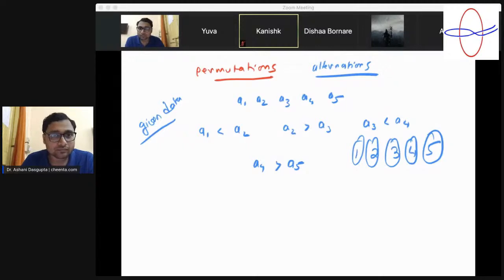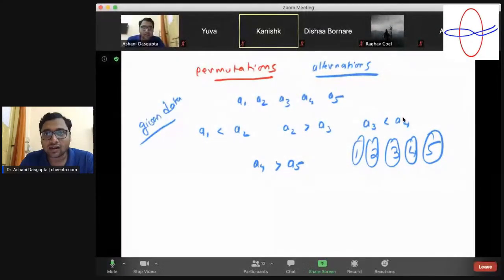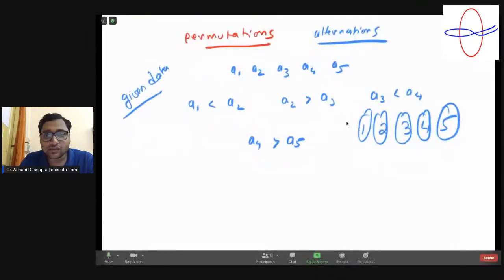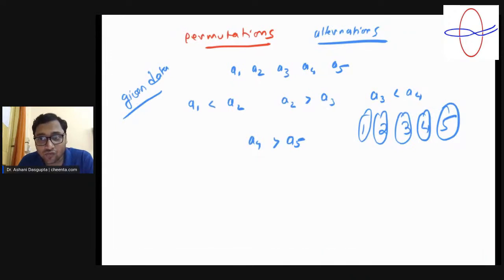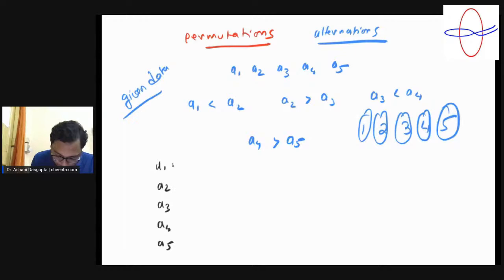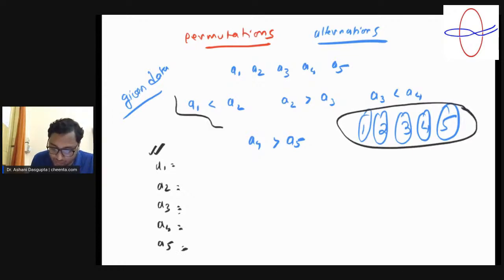Okay. So using the five numbers 1, 2, 3, 4, 5, can you give me examples of alternations? What you have to give me is the value of A1, the value of A2, the value of A3, A4, A5, where these numbers are these numbers, provided we have this property satisfied.